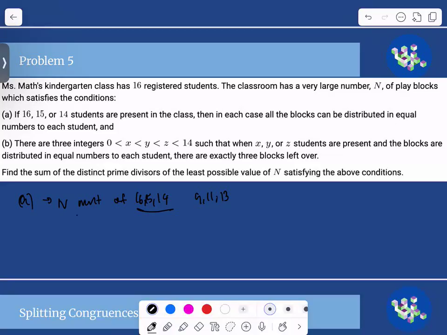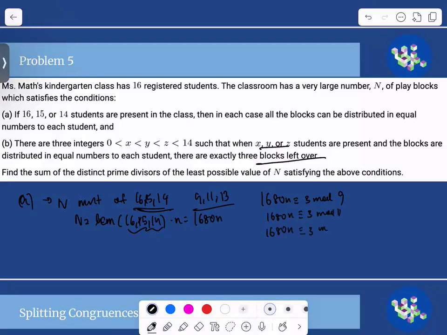Because n is a multiple of 16, 15, and 14, we can let it be some number times the LCM of 16, 15, and 14. The LCM of these numbers is 1,680, so we can write it as 1,680n. We know that it leaves a remainder of 3 when divided by x, y, and z, and these are the only possible values. So we can write 1,680n is congruent to 3 mod 9, 1,680n is congruent to 3 mod 11, and 1,680n is congruent to 3 mod 13.